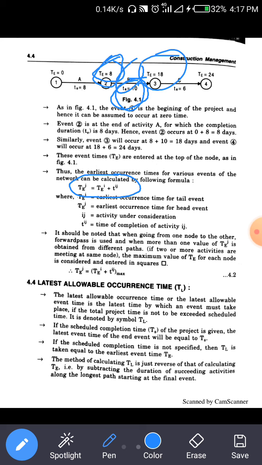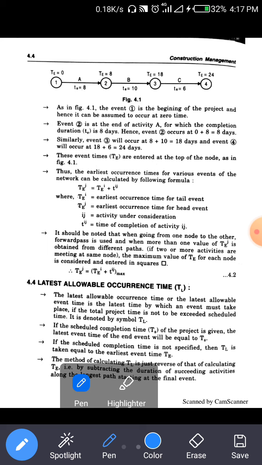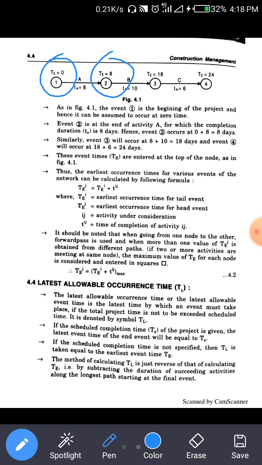So here, what is I and what is J? In this arrow, this part shows the I and this part shows the J, and this value is TIJ. Clear? So here TEI is 0 and TEJ is equal to 8 and TIJ is 8. So these are the simple formula for finding out the earliest time. Similarly, the latest allowable occurrence time.